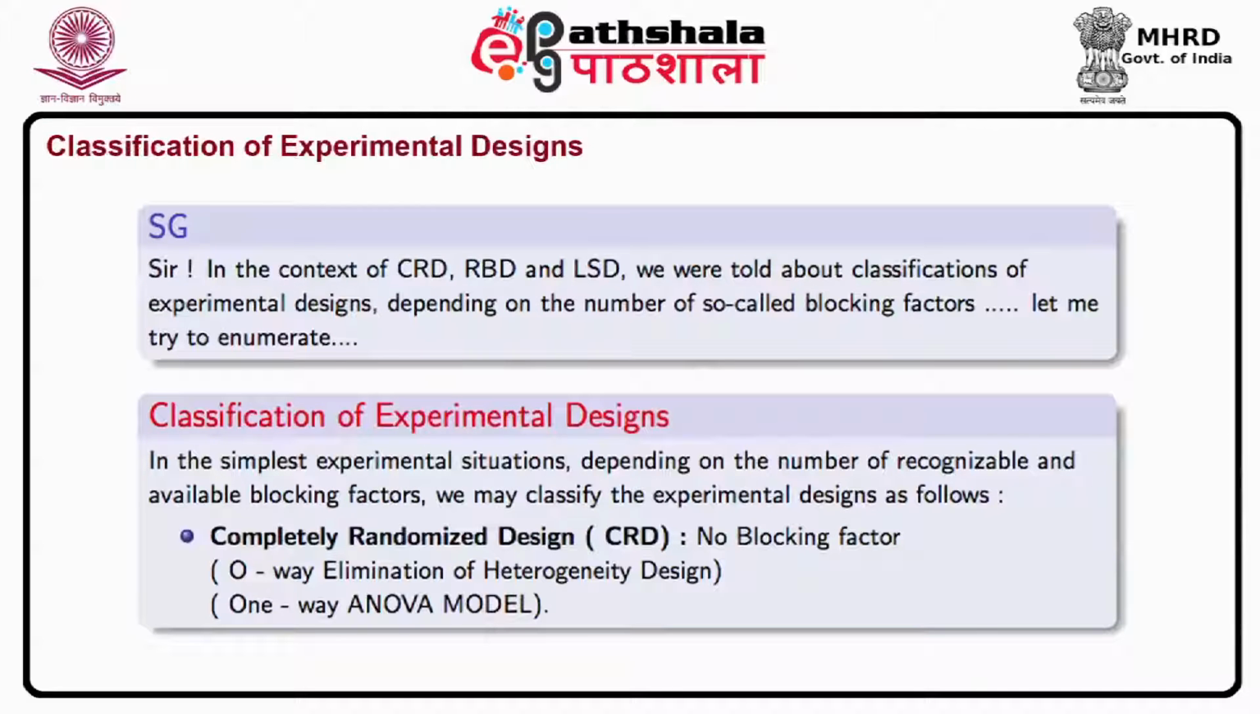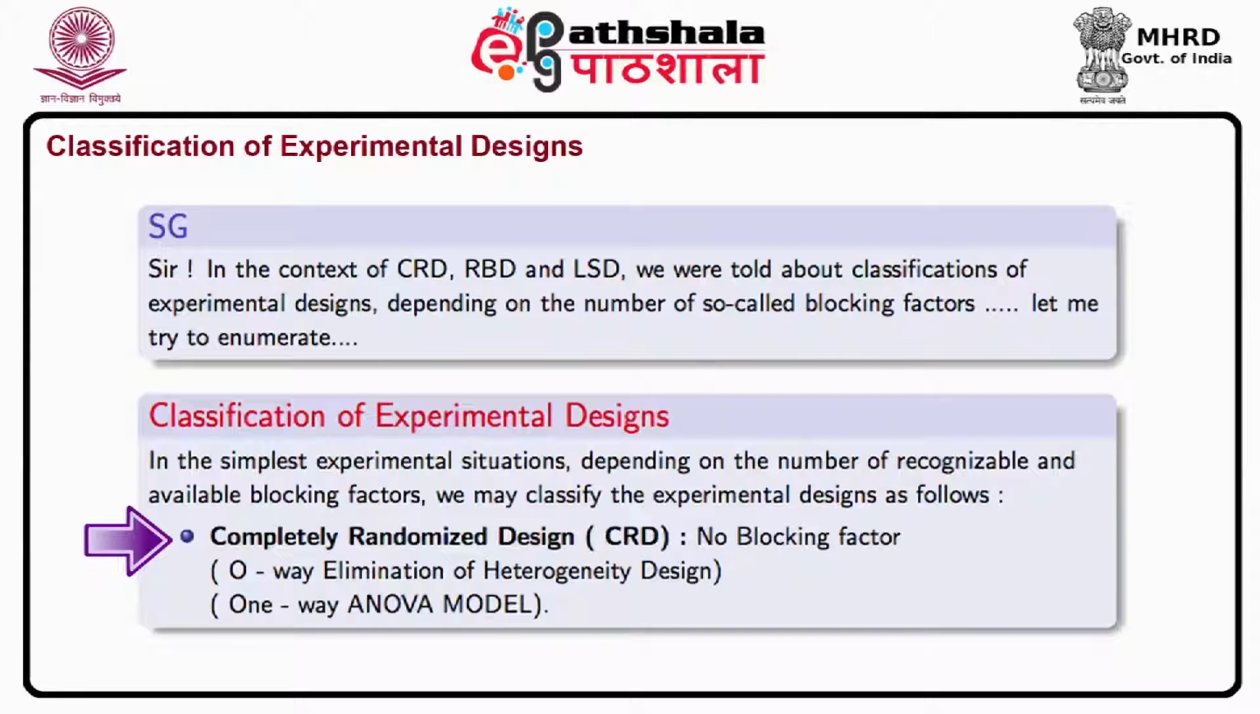Sir, in this context of CRD, RBD, and LSD, we were told about classifications of the experimental designs depending on the number of so-called blocking factors. Let me try to enumerate. In the simplest experimental situations, depending on the number of recognizable and available blocking factors, we may classify the experimental designs as follows. So the first one is completely randomized design, that is CRD, and here there is no blocking factor. So it is a zero-way elimination of heterogeneity design and one-way ANOVA.